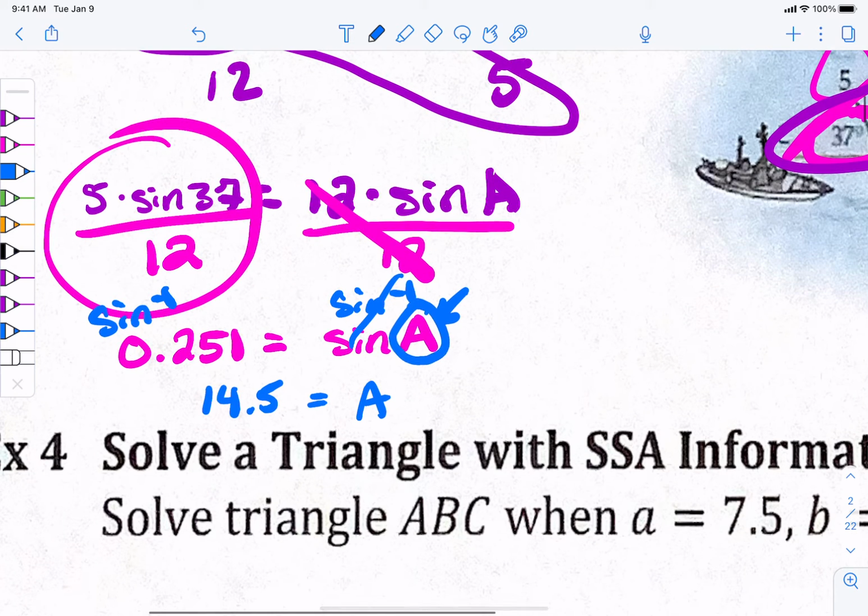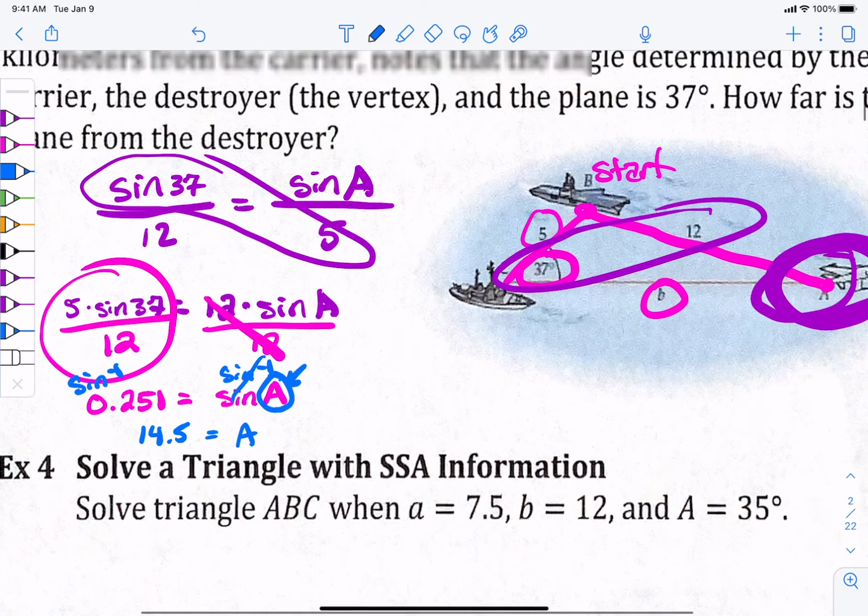Because when the angle is what you're solving for, and the angle is trapped inside of sine, to get it out, you have to do the inverse. We did not have to do that up above because we were solving for a side. We had the angle. Here we don't have the angle, and we're solving for the angle. Does that make sense? Okay, so let's go with 15 degrees for A.